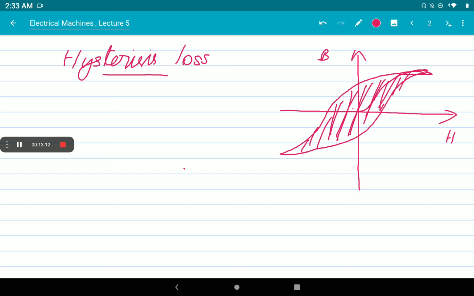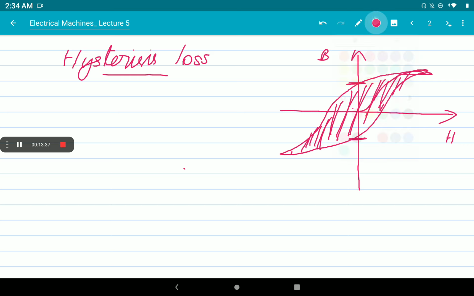So hysteresis loss is an iron loss. The loss is directly proportional to the maximum flux density. That means this Vmax and minus Vmax. It depends on maximum flux density and also the volume of the iron core. That means the volume of iron core or area of loop. It depends on the area of this loop.